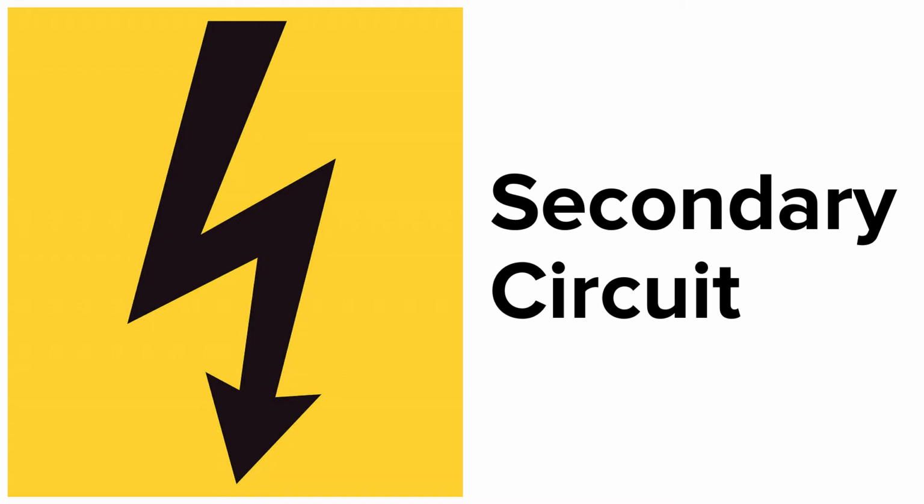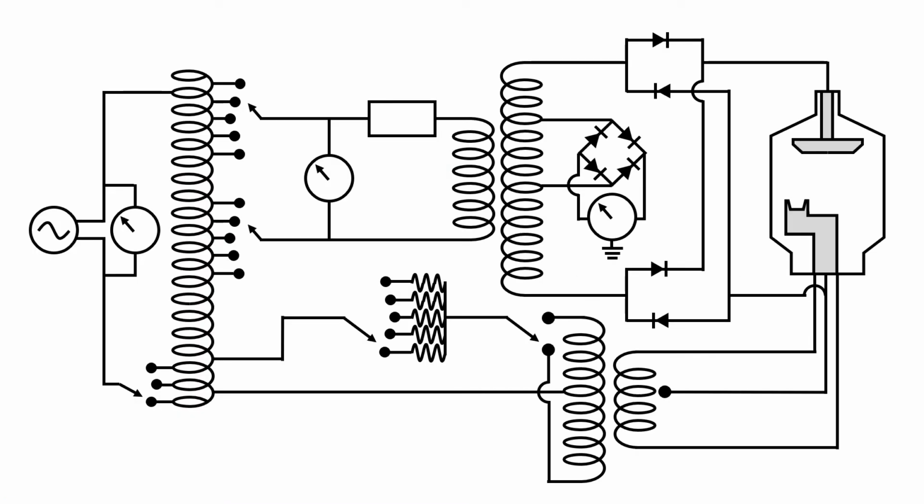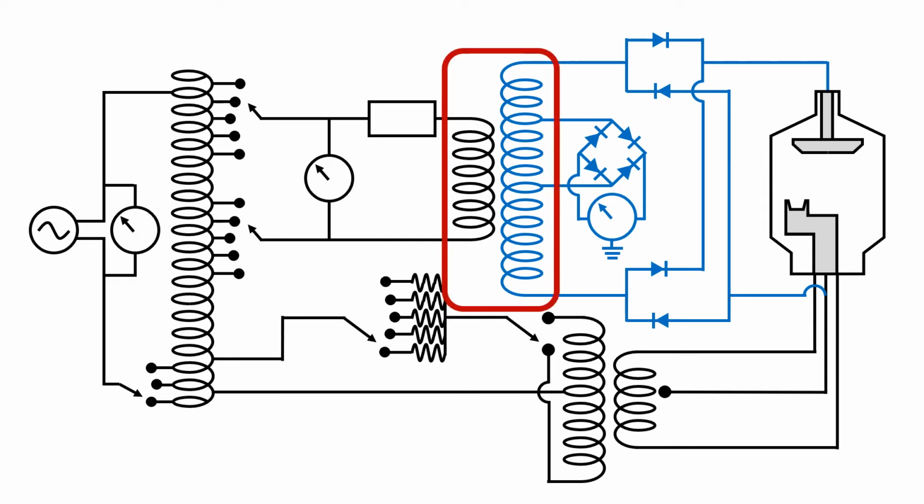This is the second part of a three-part series on the X-ray circuit. This video is looking at the secondary circuit, also known as the high voltage section. The entire X-ray circuit looks like this, but today we'll talk about this area here. This area of the X-ray circuit is the secondary circuit or high voltage circuit.